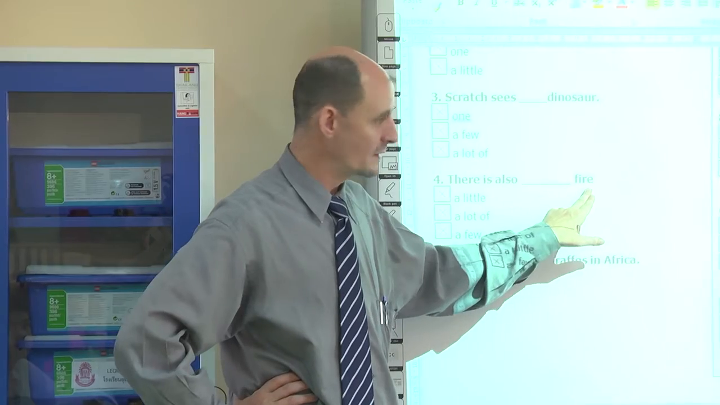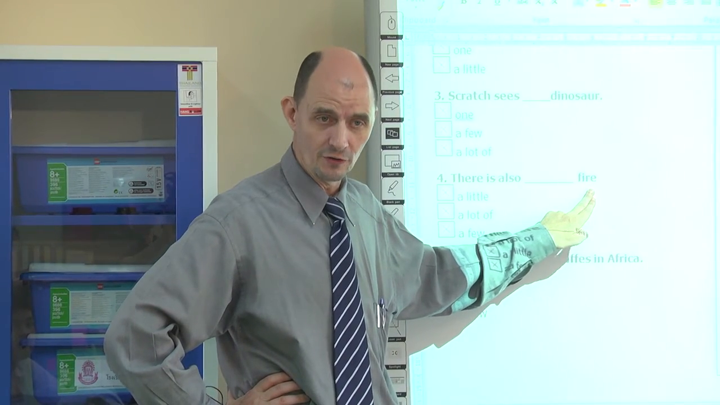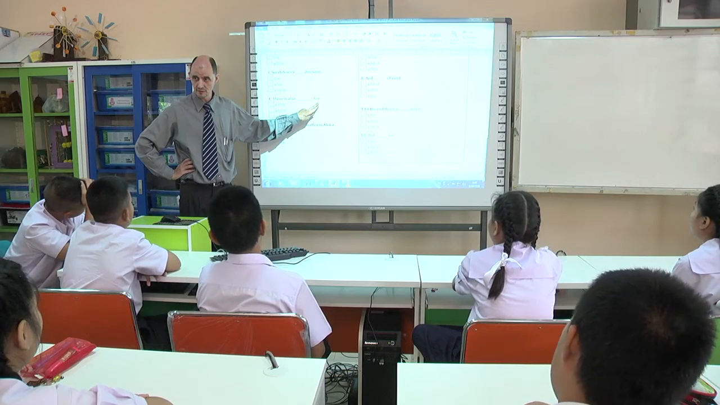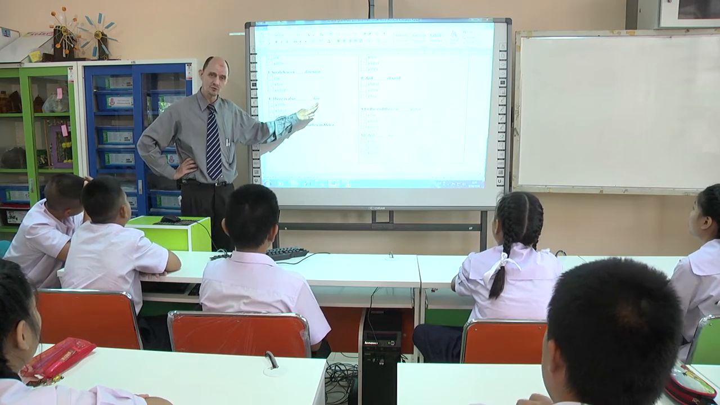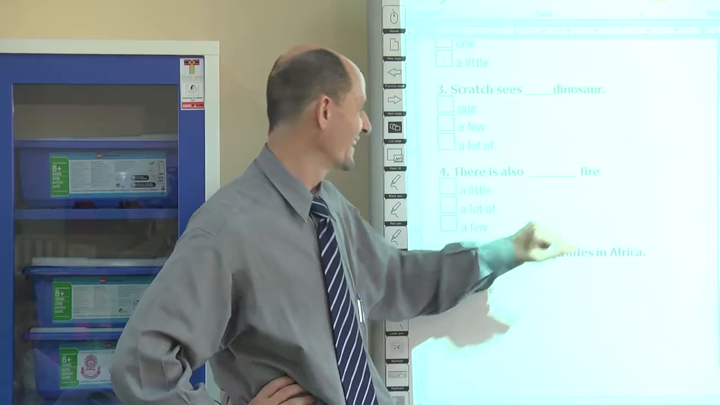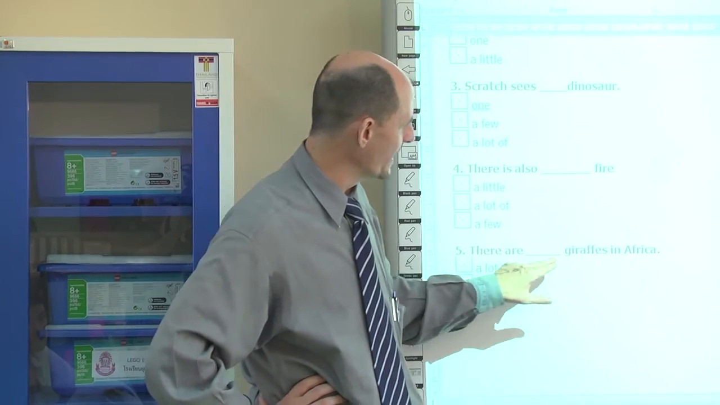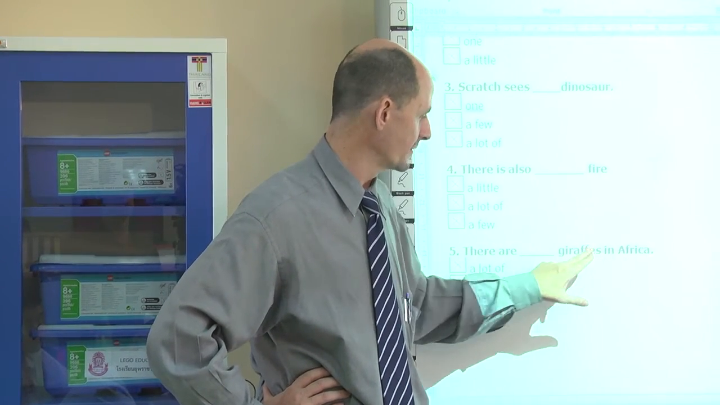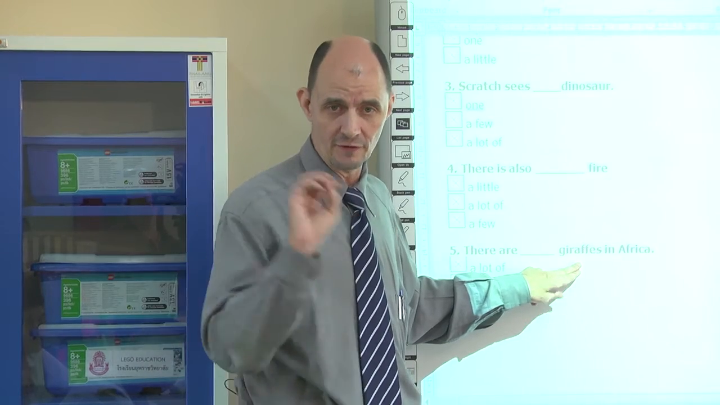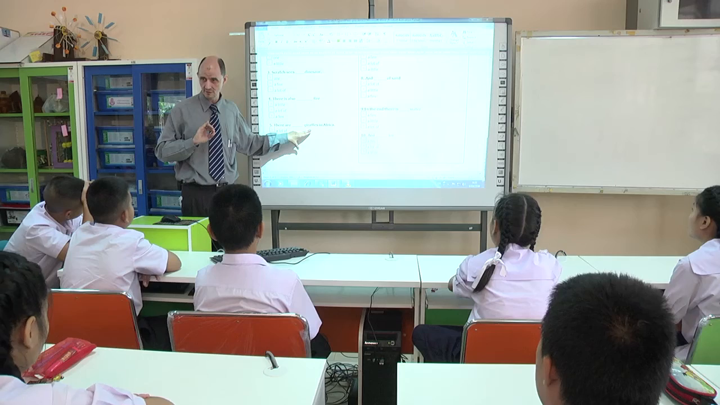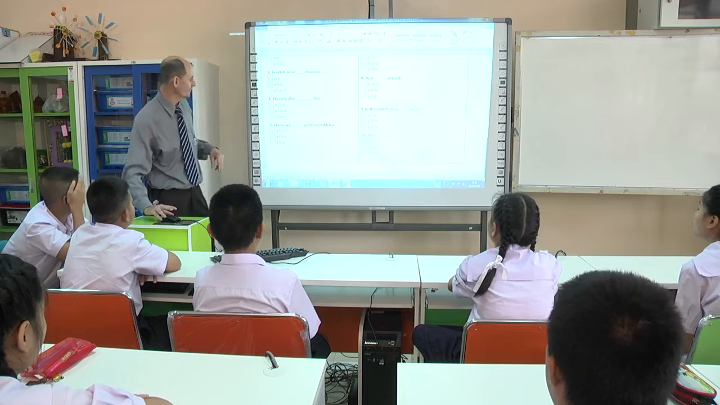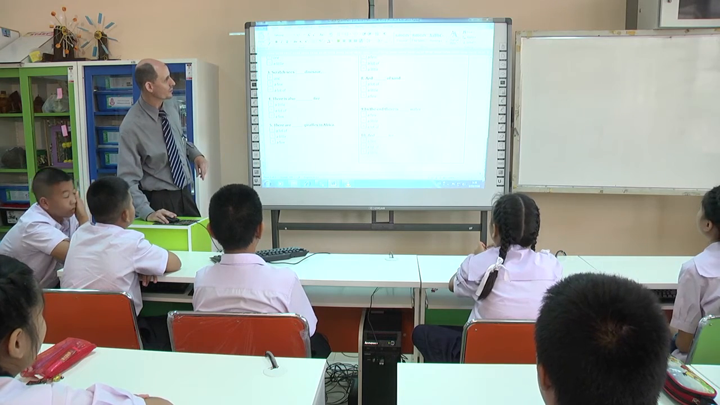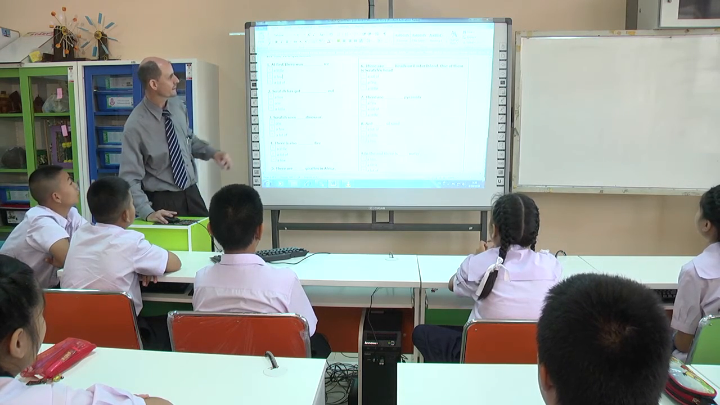There is also fire. Is fire countable or uncountable? Uncountable. You cannot count fire. There are blank giraffes. So giraffes is the noun. In Africa, is giraffes countable or uncountable? Countable. Very good.